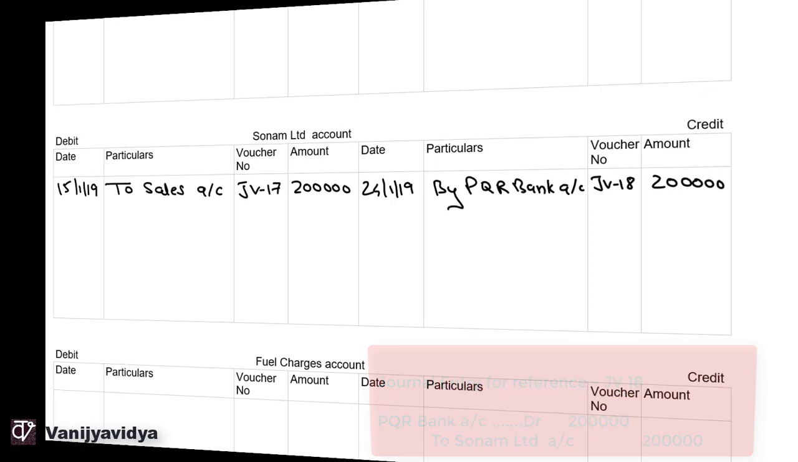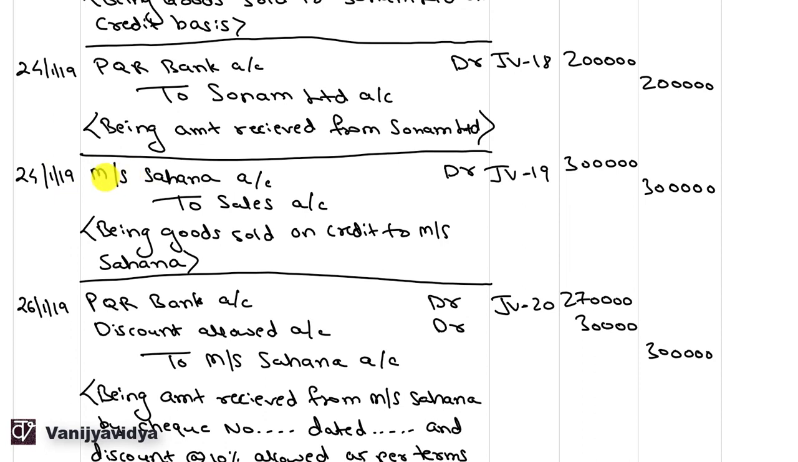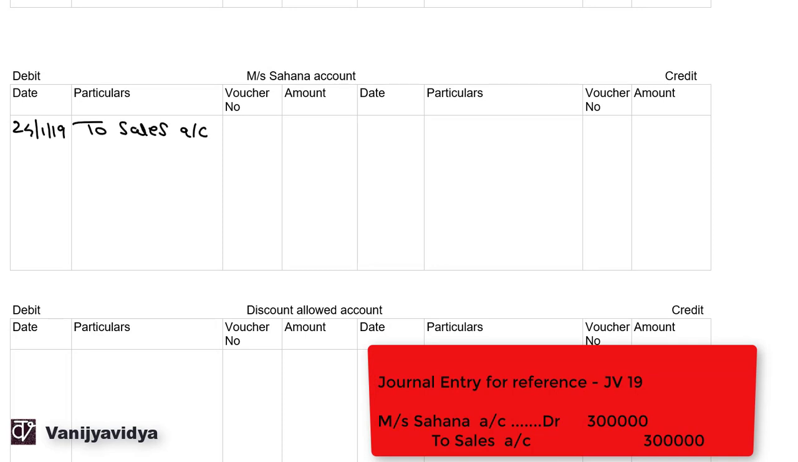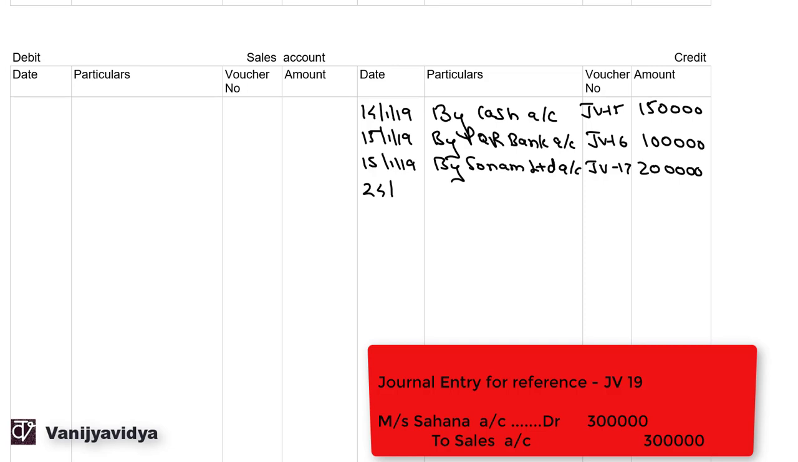Now let's move on to the next journal entry. 24 Jan 2019, Messrs Sahana account debit 3 lakhs to sales account 3 lakhs, JV19. So one impact will be on the debit side of Messrs Sahana account and one more impact will be on the credit side of the sales account. Let's post this journal entry. So on debit side of Messrs Sahana account, 24 Jan 2019 to sales account JV19 3 lakhs. On the credit side of sales account, 24 Jan 2019 by Messrs Sahana account JV19 3 lakhs.